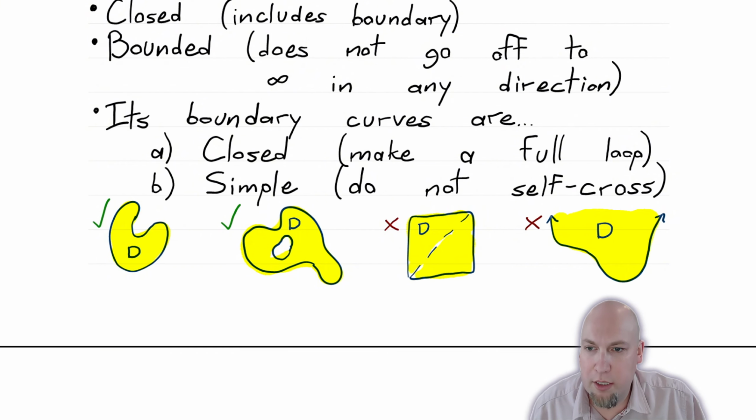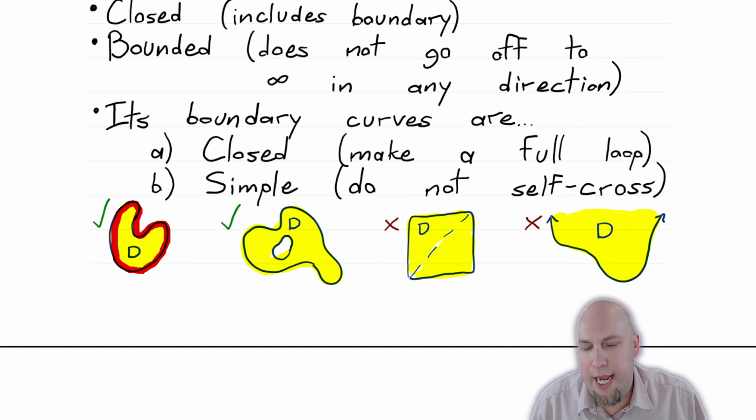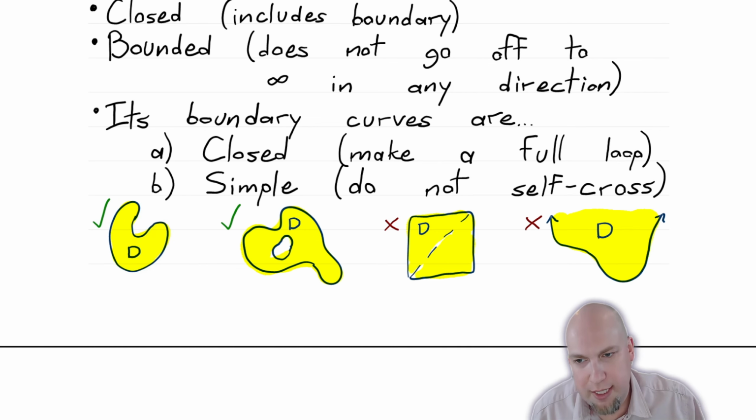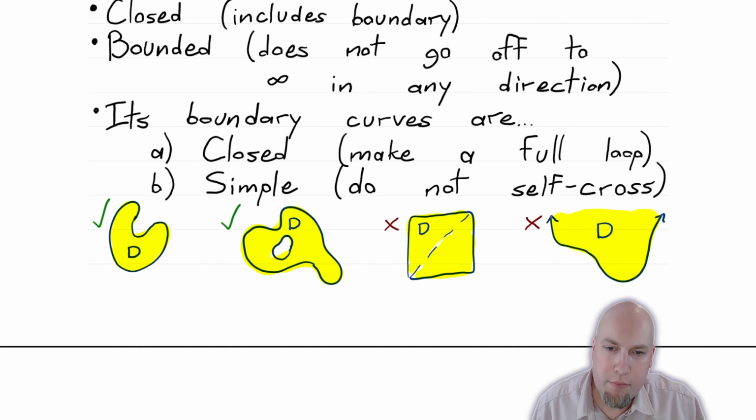Its boundary curve is closed, right? If you keep tracing it out, you come back to where you start, and it's simple, it doesn't cross itself or anything like that. So this region here, yeah, that's fine. The second region, this is actually fine as well.